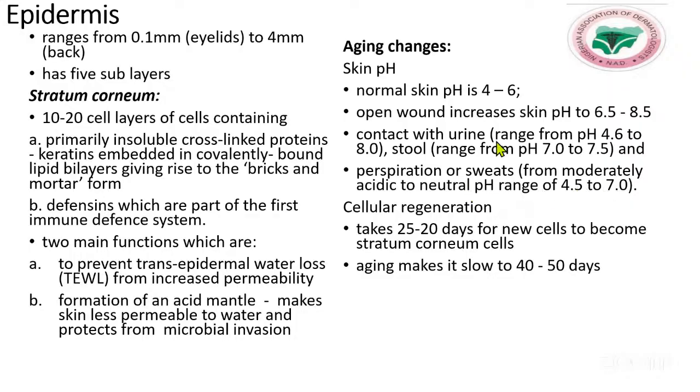So all this occurs in everybody, but as people age, there is fecal incontinence and urinary incontinence. Then if there's any damage to the skin too, all this can change the skin pH. Cellular regeneration is also slower, generally all over the skin epidermis. Usually it takes 25 to 30 days for new cells to become stratum corneum cells, and aging makes it slower. Aging increases this to a range of 40 to 50 days.